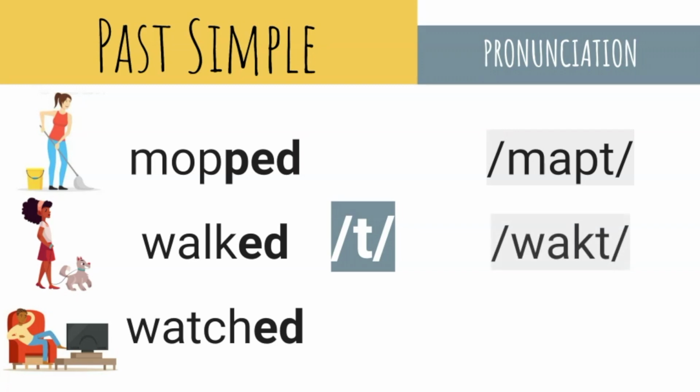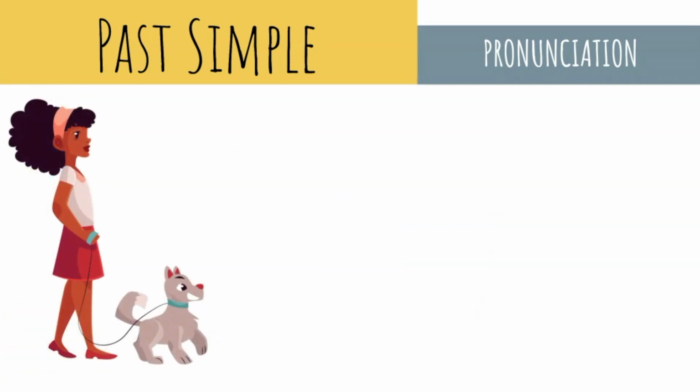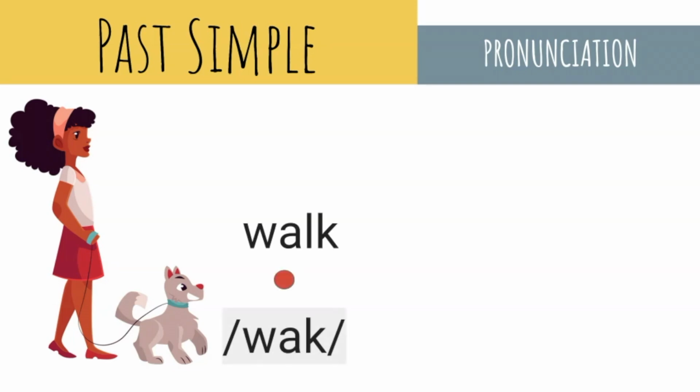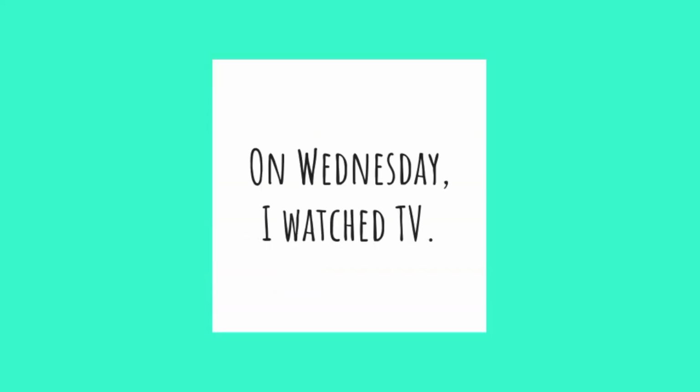Mopped, walked, watched. Let's look at an example in more detail. Walk. Walk is 1 syllable. Walked. Walked is still 1 syllable. Walked. Kt, kt, kt.